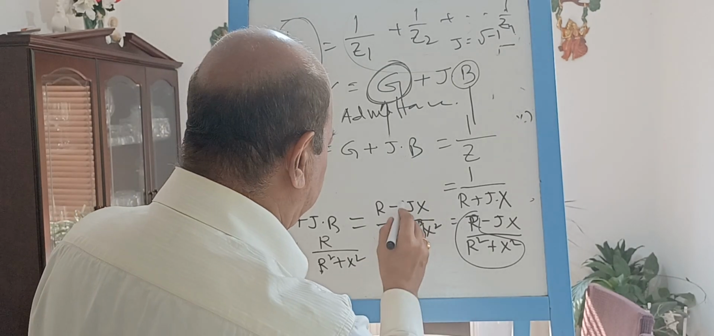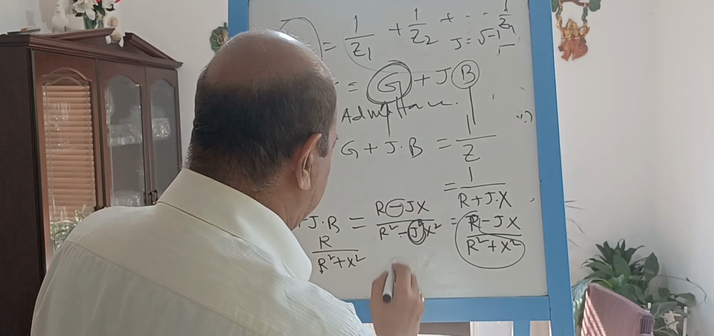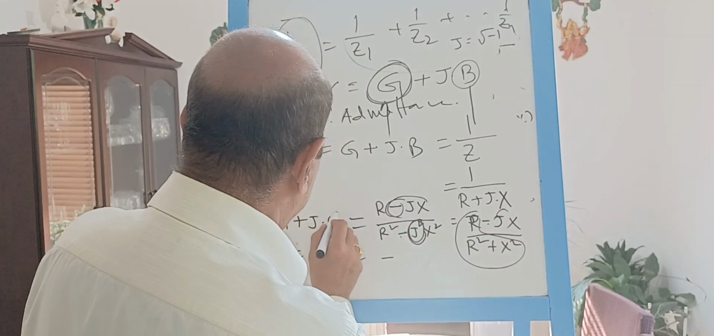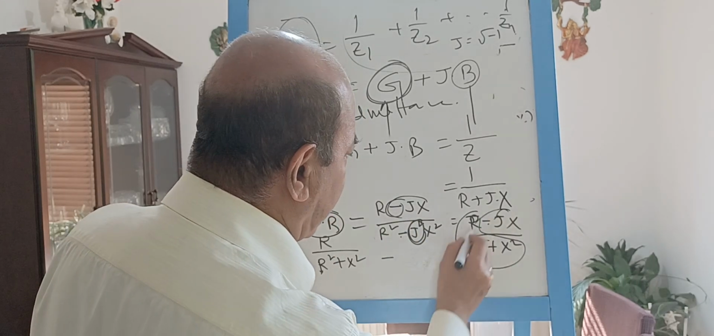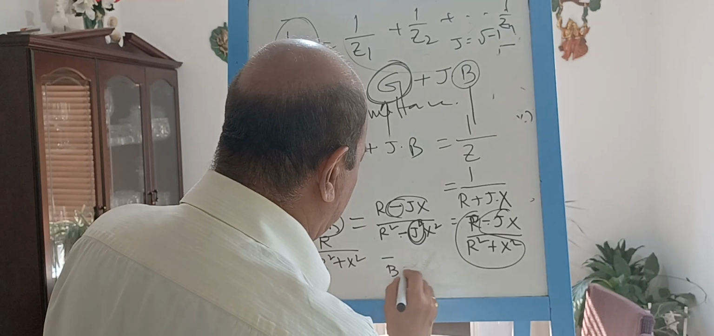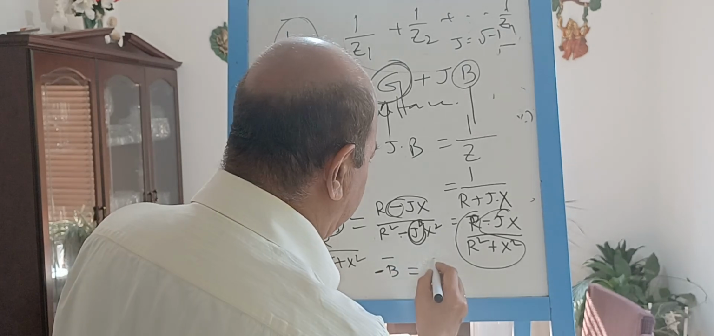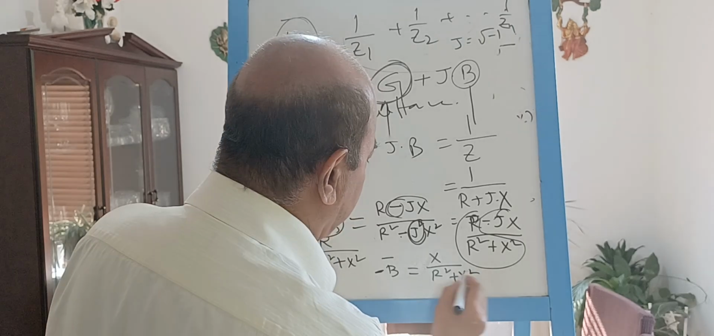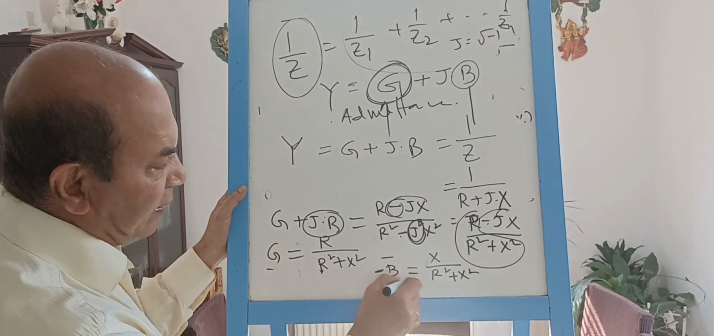And this minus X, this is from here, minus X equal to this part, minus plus JB equal to minus this, that means J cancels, minus B equals, we can say, X by R square plus X square. This is the relation between G and B with R and X.